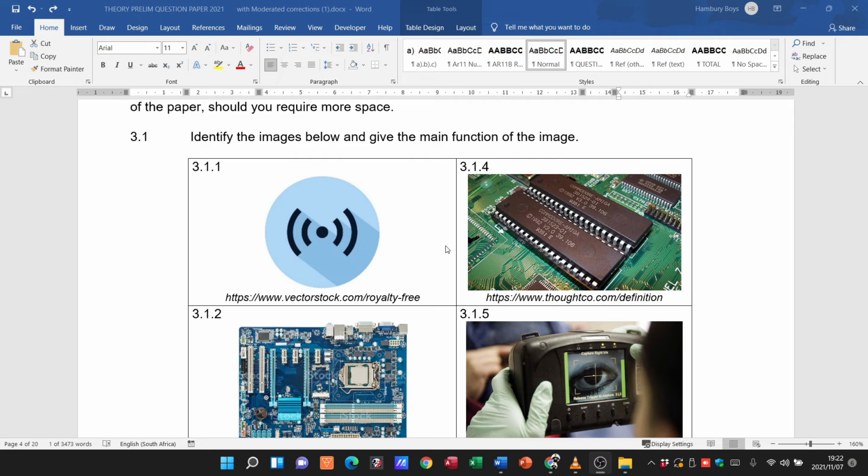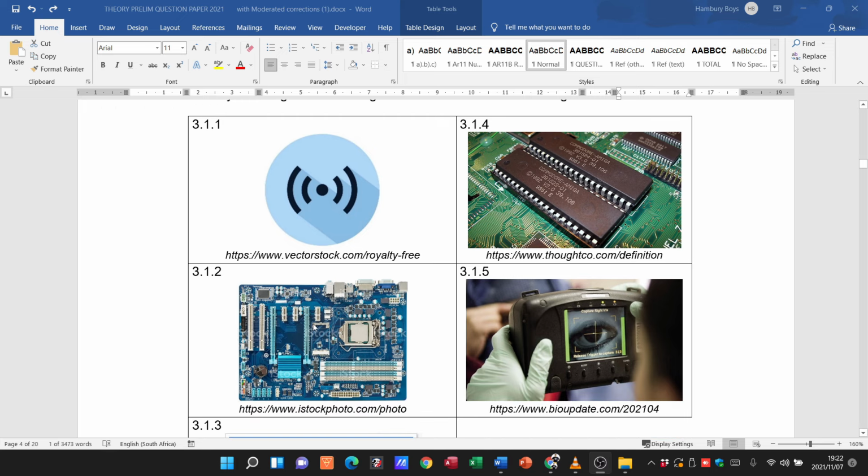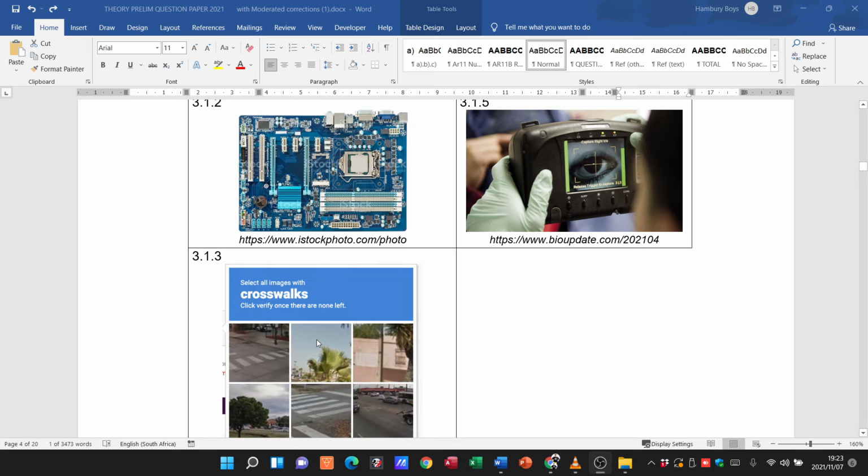Okay. The next one over here, 3.1.2. What is that? Well, that is a motherboard. We've identified what it is. What's its main function? Well, it's the main circuit board in your normal computers or your general purpose computers. And obviously you can slot a lot of things into it, like your memory and your power supplies, your hard drives, all those types of things. But that is your motherboard, and you just need to identify that it's the main circuit board in your general purpose computers.